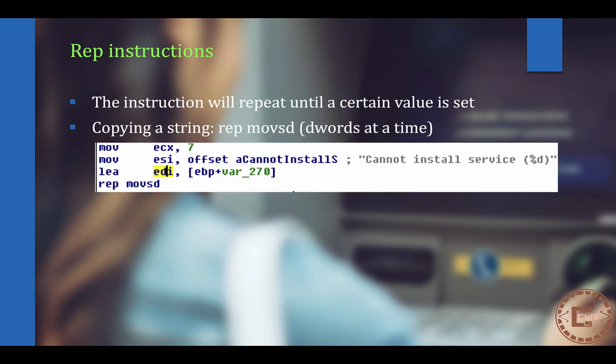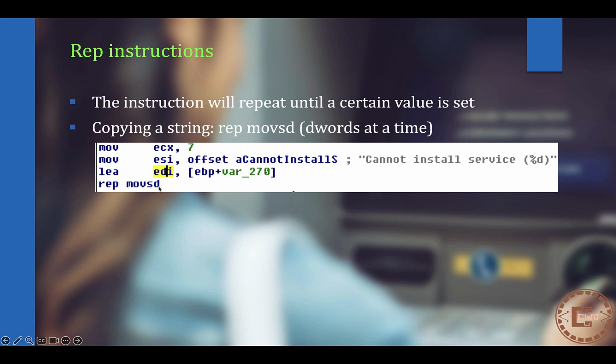So you have ECX, which is a counter, which is how many times you're going to repeat this instruction, rep. That's the first register, ECX. ECX is tied to this command because when it is executed, it needs ECX to have the count of how many times it's going to repeat. ESI is going to have the source of the data and EDI the destination.